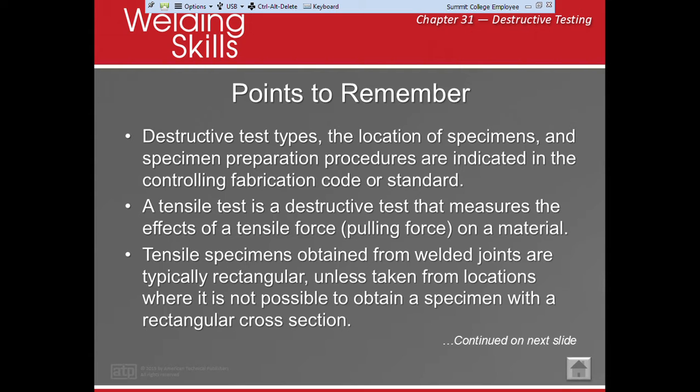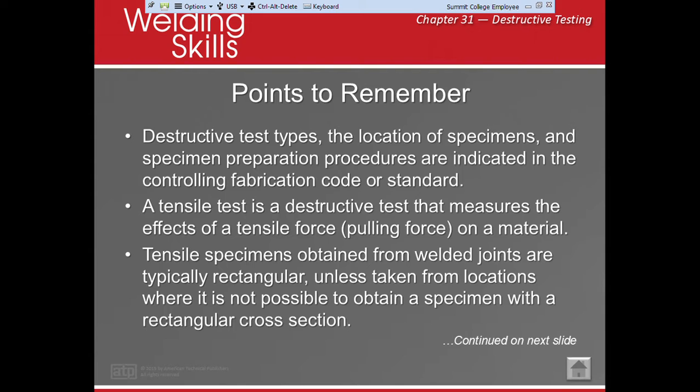Destructive test types, the location of specimens, and specimen preparation procedures are indicated and controlled by the fabrication code or standard. That's like AWS D1.1, API 1104, ASME Section 9. These all dictate what type of tests need to be performed in order to be qualified.